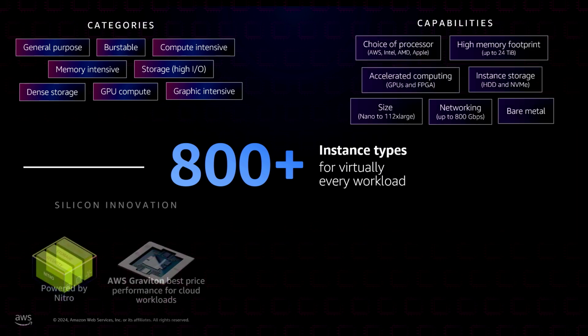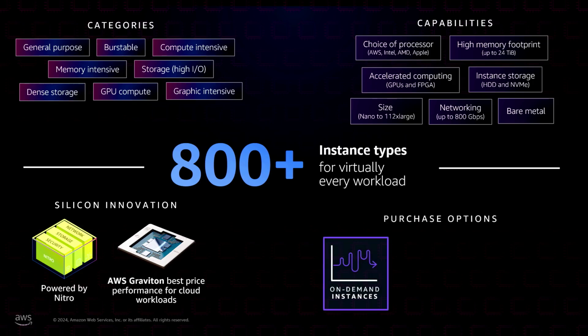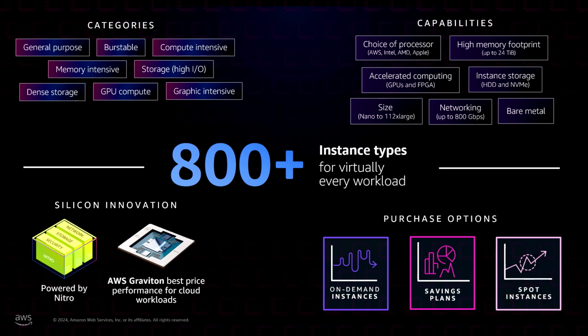And you will also have access to the silicon innovations happening here at AWS, whether it is Nitro or AWS Graviton, which provides price performance along with energy efficiencies as well. You will be able to continue to purchase EC2 instance types however you purchase today, whether it is on-demand instances, or if you use Savings Plans, you will be able to use those with Auto Mode as well. And if you're very cost sensitive and you love the cost efficiencies that Spot provides, you'll be able to do that with Auto Mode as well.